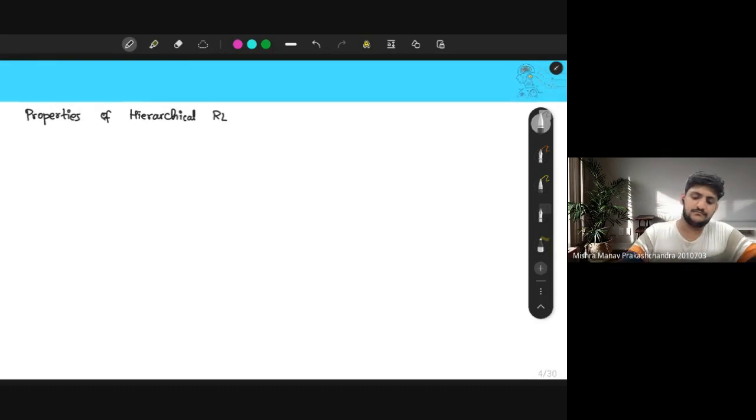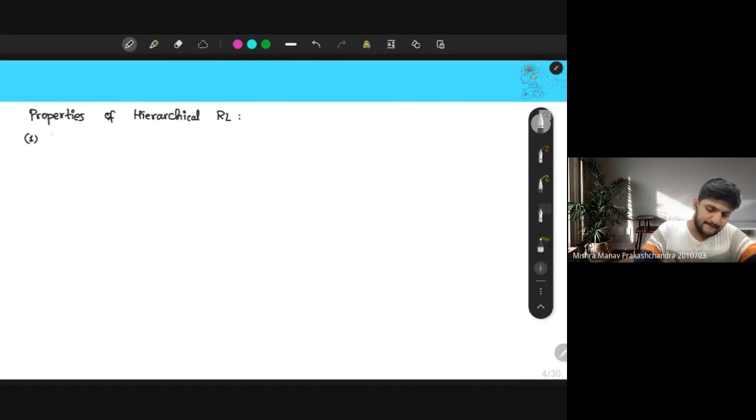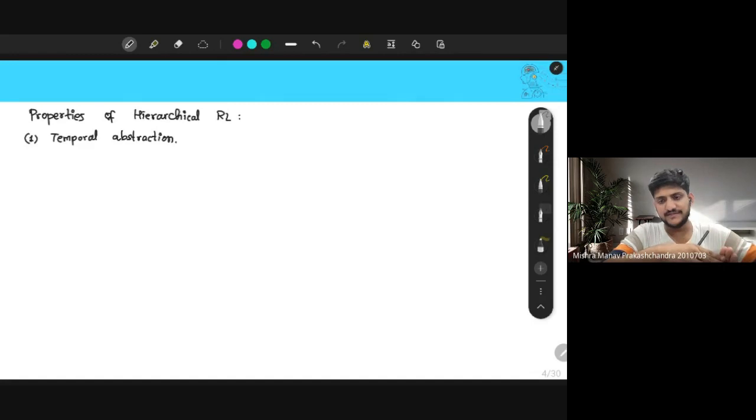So the first property is temporal abstraction. Whenever we try to decompose the task into smaller subtasks, we never really discuss the notion of time: how much time it might take me to reach the purple cell, or the red cell, and so on. The time notion is abstracted out. We say that it's done in the next time step. So whenever we are looking at a hierarchical RL framework, we always abstract out the notion of time.